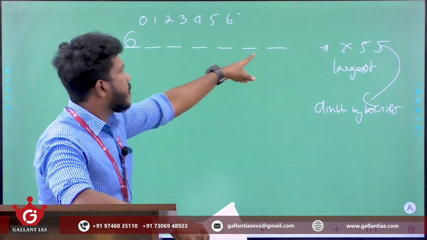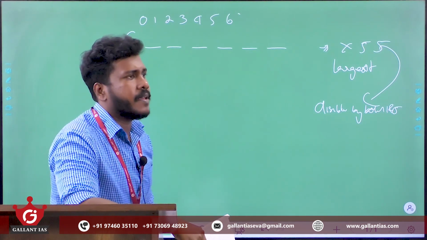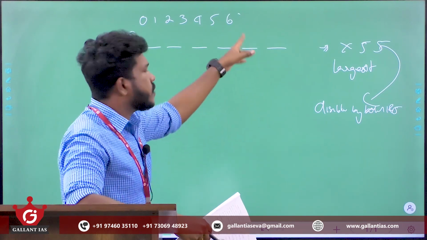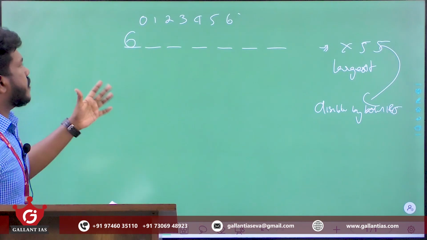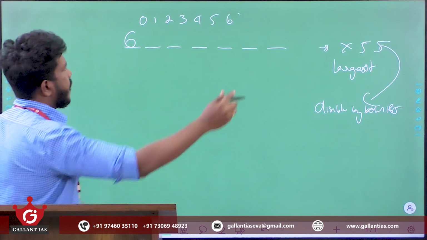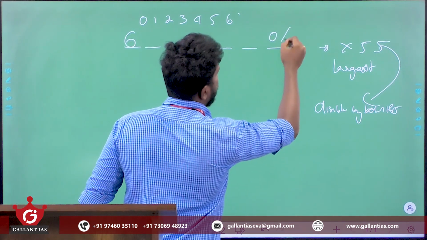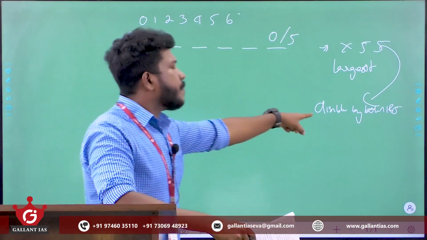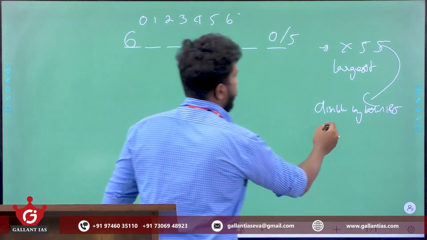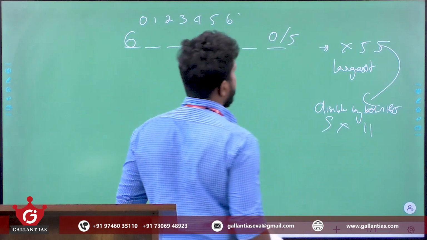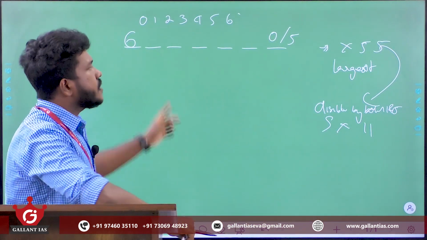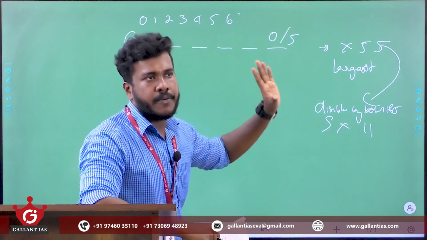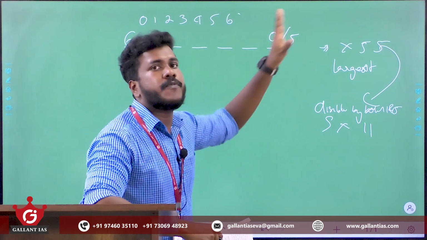And in the extreme right, that means in the ones place, what are the possible digits that can come? It can be either 0 or 5. Why is it either 0 or 5? Because it is a multiple of 5, right? It is a multiple of 5 and it should be a multiple of 11. Since it is a multiple of 5, the ending number should be 0 or 5.